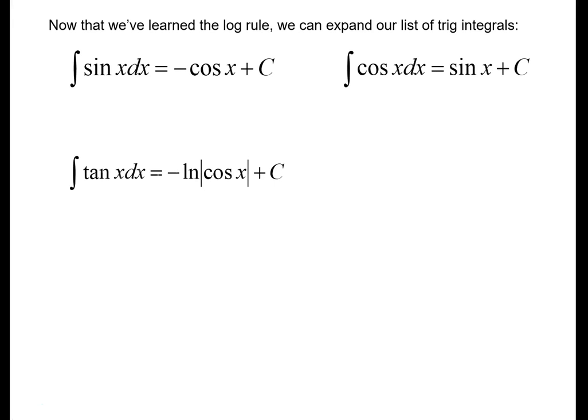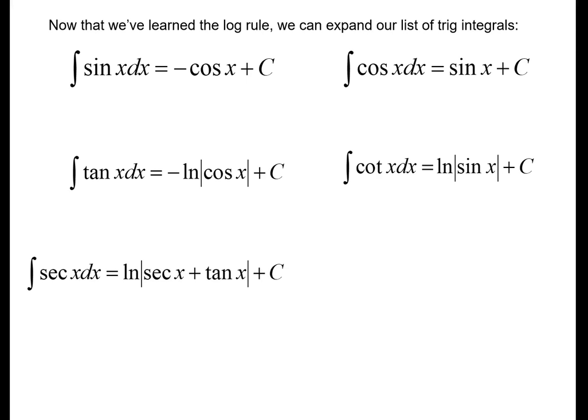So all 6 of our trig functions now have an antiderivative. We didn't do tangent x and secant x in Calc 1 because we hadn't dealt with natural logs. Now we have them. So, of course, we know the integral of sine and the integral of cosine. Now we have the integral of tangent x, the integral of secant x, and I didn't work them out, but here's the integral of cotangent x and the integral of cosecant x. So add these to your list somewhere for your trig integrals.